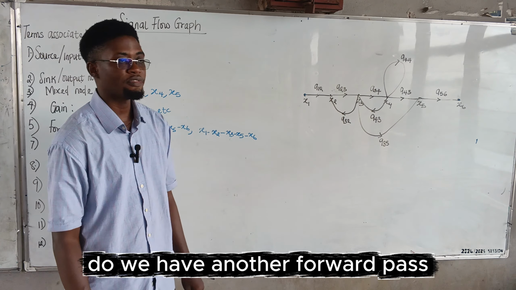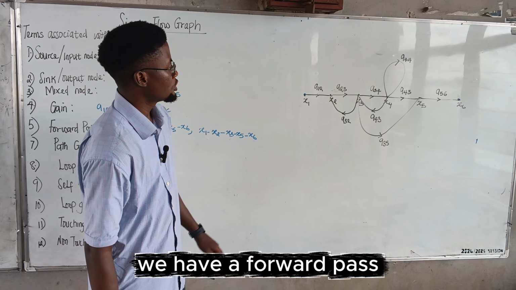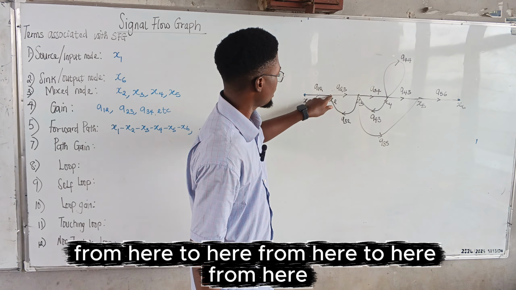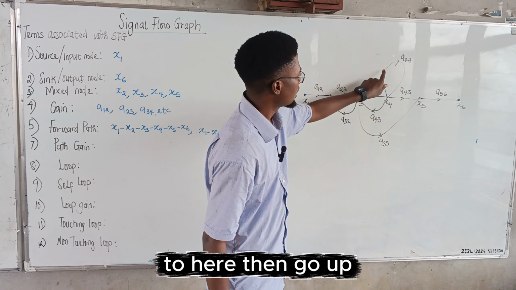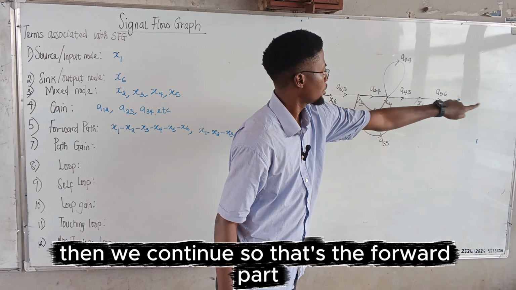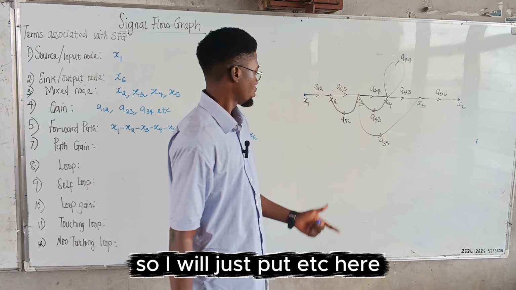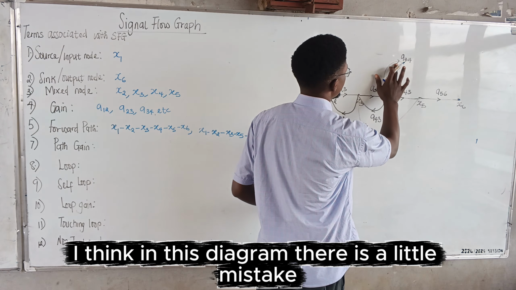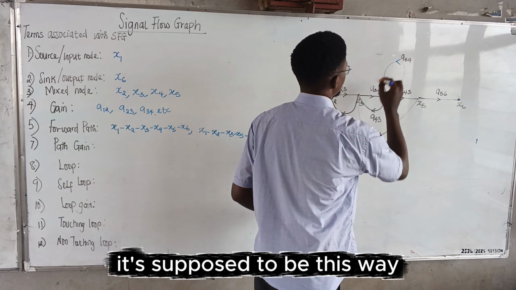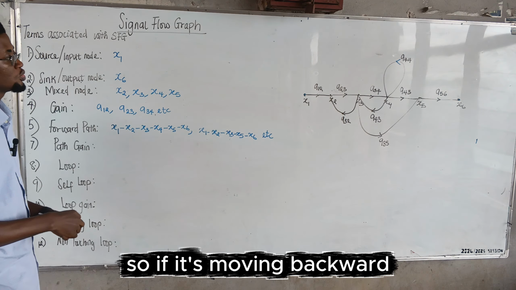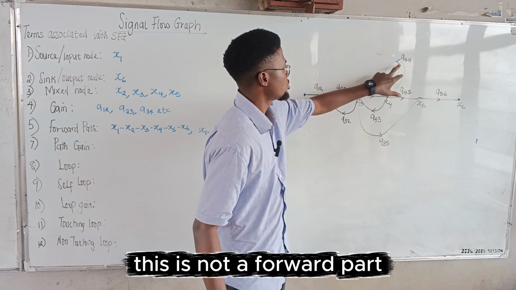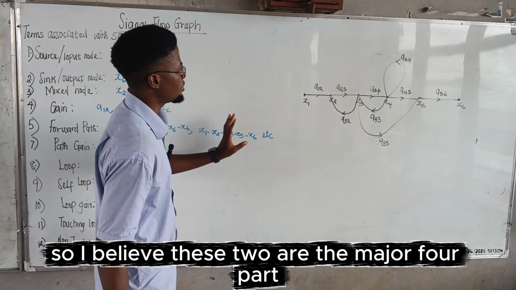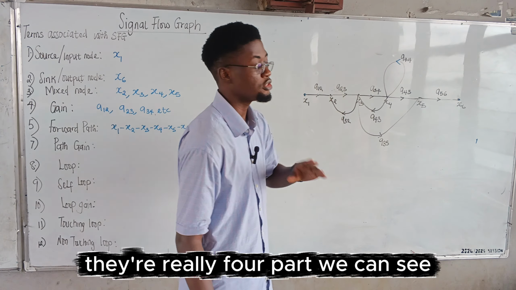Let's check again carefully. Do we have another forward path? Yes, we have a forward path. So we have from here to here, from here to here, from here to here, then go up, then we continue. So that's the forward path. So I will just put etc. here. I think in this diagram there is a little mistake. It's supposed to be this way, the opposite. So if it's moving backward, this is not a forward path. Pardon me. This is not a forward path. So I believe these two are the major forward paths that we can observe from this place. They are really the forward paths we can see.